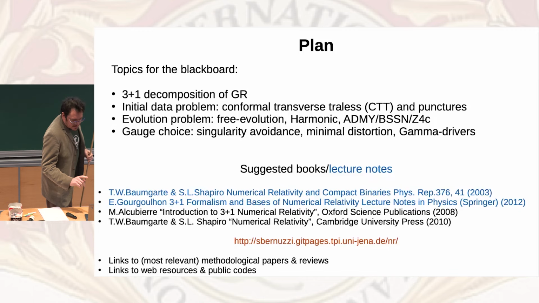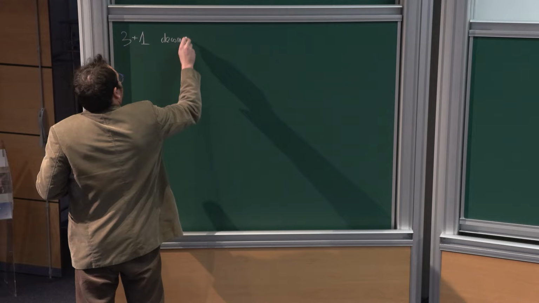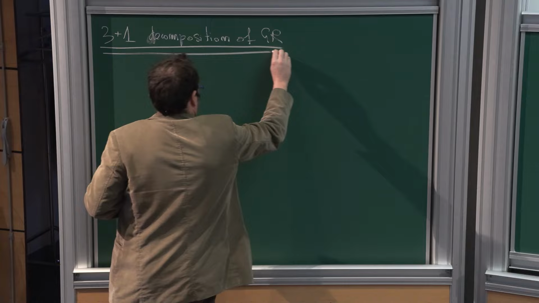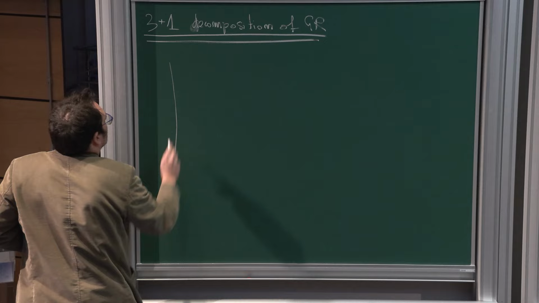Okay, now I need to use the blackboard. Let me start from here. The first topic would be the 3+1 decomposition of GR. And we start from kinematics. We're working in dimension 3+1.